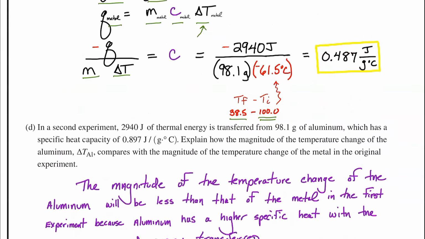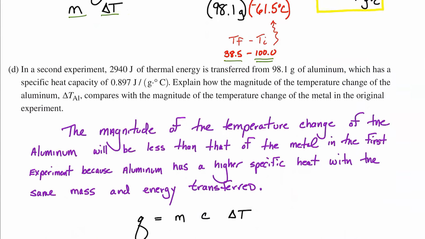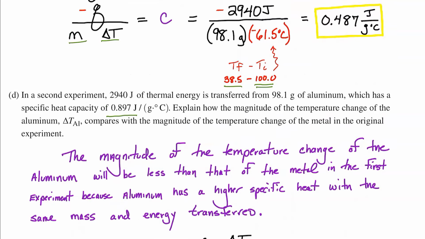The next question is D, and they want to know, hey, if I do this same experiment with the same energy and the same size block, but instead of using the metal that we use, don't know what it is, we used aluminum, and knowing aluminum has a specific heat of 0.897, which is higher than what we get here from this calculation, how would the temperature change? Okay, and so the temperature change would be less.